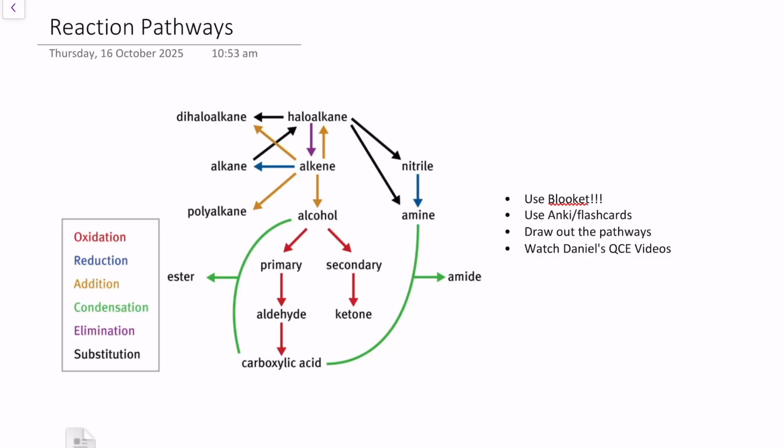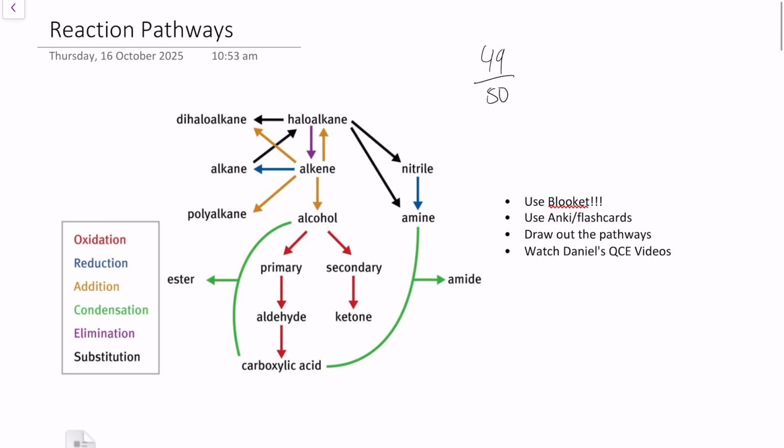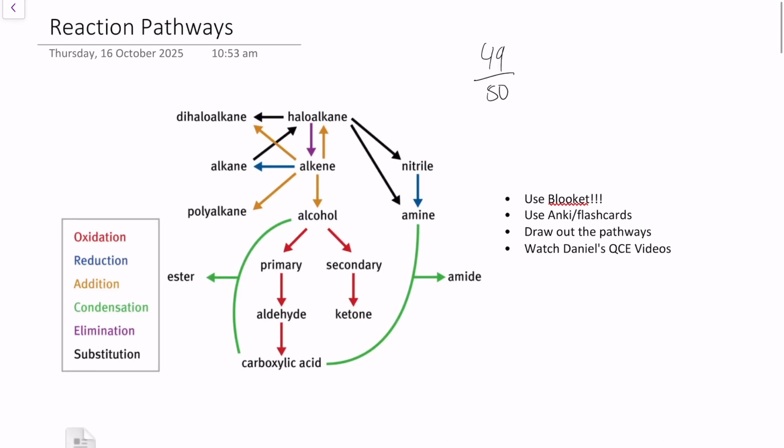Hello, everyone. My name's Louis, and I got a 49 out of 50 in the chemistry external exam in 2024. I'm here to talk about today the reaction pathways in chemistry for the QCAA external exams. Part of the syllabus is learning these pathways.